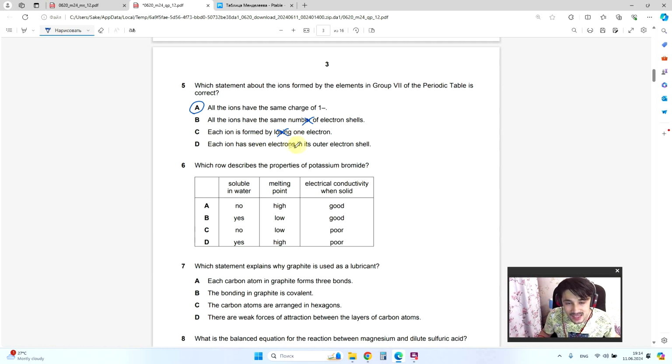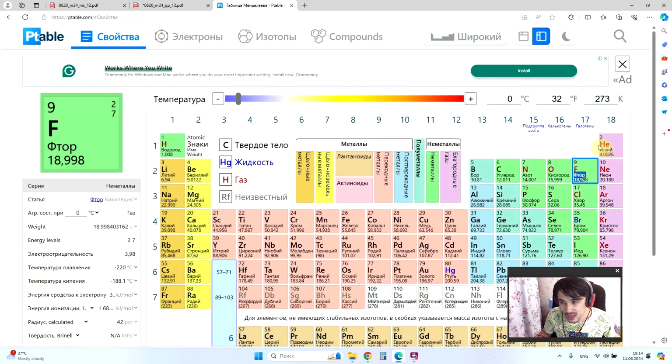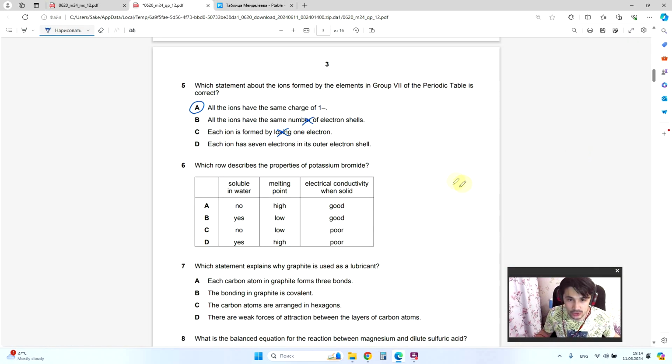Each ion has 7 electrons in its outer electron shell. Nope. We know that atoms, they try to have an electronic configuration like noble gases. For example, except helium, the rest of them, they have 8 electrons in their last shell. So fluorine, chlorine, bromine, iodine, astatine, they tend to have 8 electrons instead of 7. So they gain 1 electron, and that ion has 8 electrons in the last shell. So this is not correct. So as I told you before, you can save your time like that.